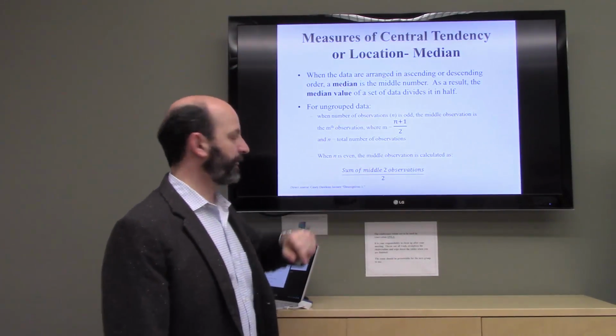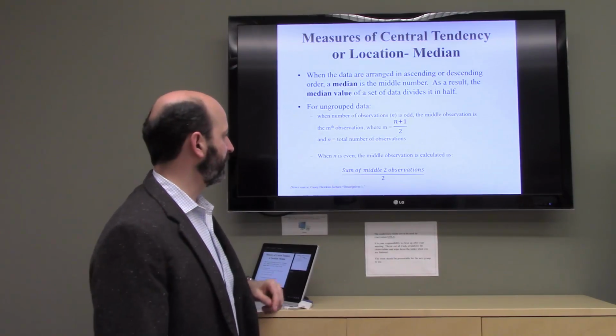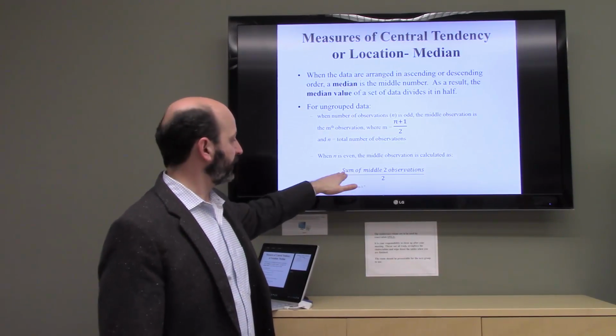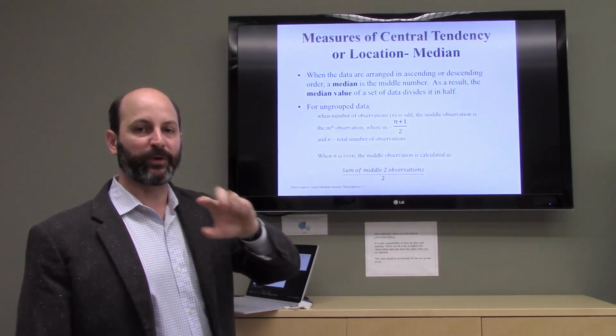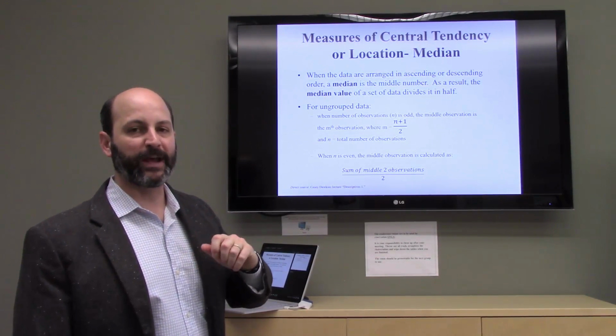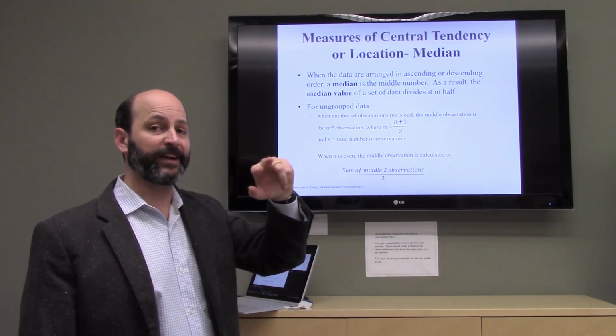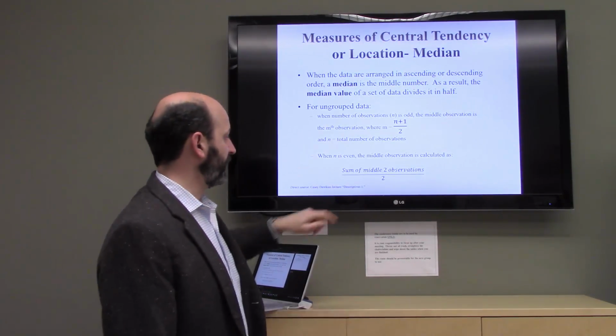When n is even, when the total number of observations is even, you have to calculate it by taking the sum of the middle 2 observations. So you'd look down, let's say we had 26 observations, we would have to take the 13th and 14th value, and we divide it by 2.